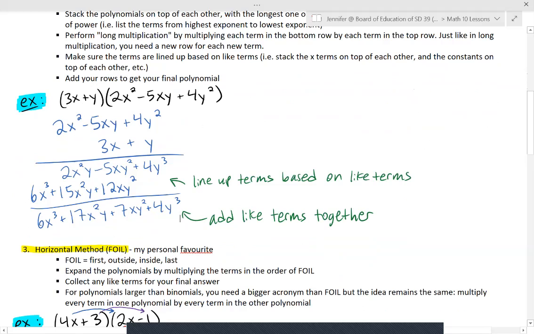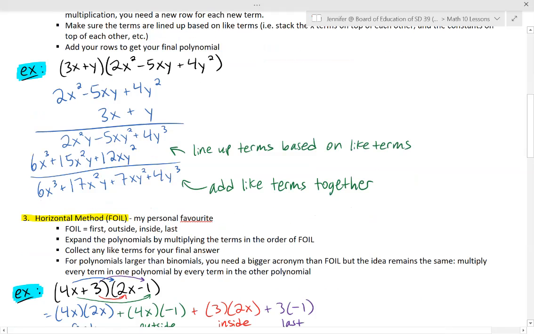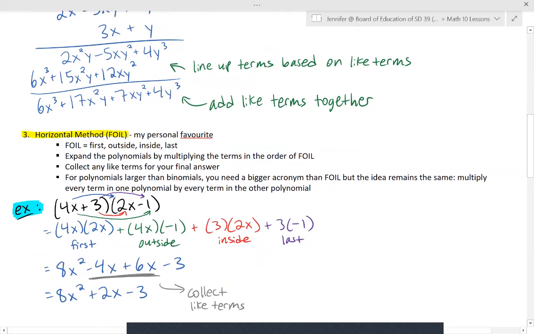The next method is the horizontal method or the FOIL method. I call it FOIL, and this is what I use. FOIL stands for first, outside, inside, last. And it's an acronym you can use to remember which terms should be multiplied when we're doing polynomial multiplication. So you're going to expand the polynomials by multiplying the terms in the order of FOIL. I've tried to do a color-coordinated explanation of this for my binomial times a binomial.